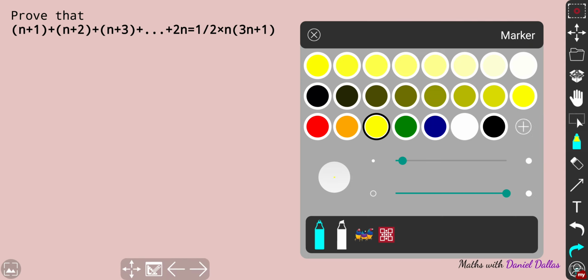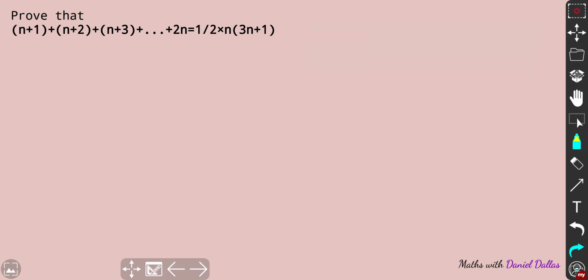In this case, you need to prove that n plus 1 plus n plus 2 and so on up to 2n equals 1 over 2n times 3n plus 1. It's not clearly stated by which method you need to prove it. So you can try to use mathematical induction. However, I think it will be much longer. That's why I'll offer you an alternative method.